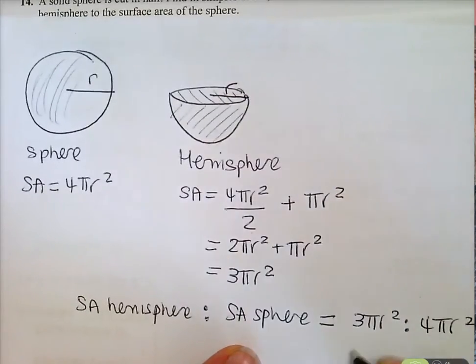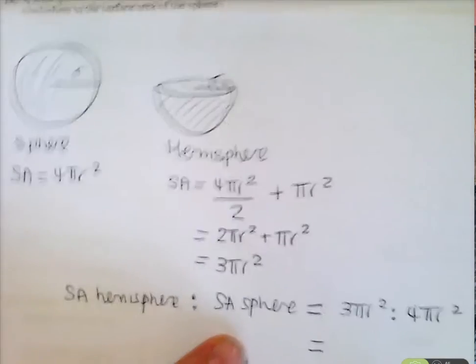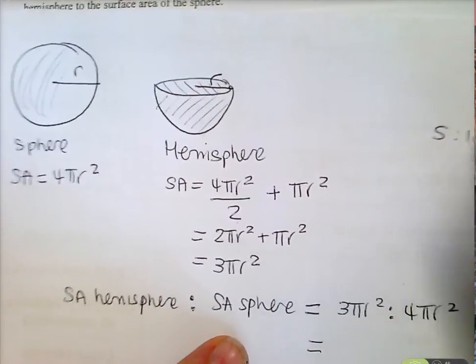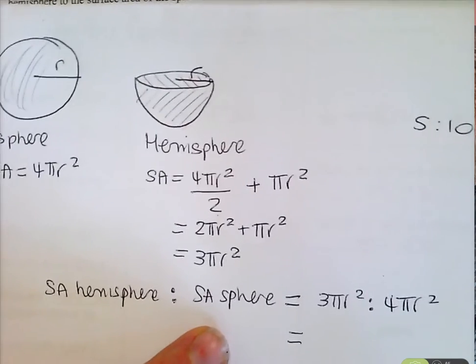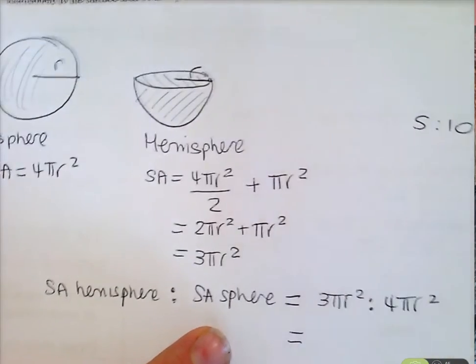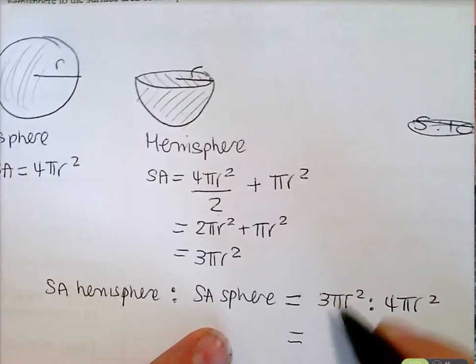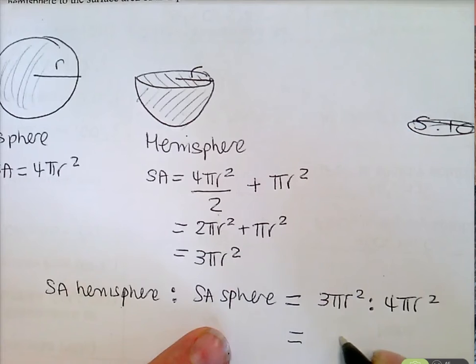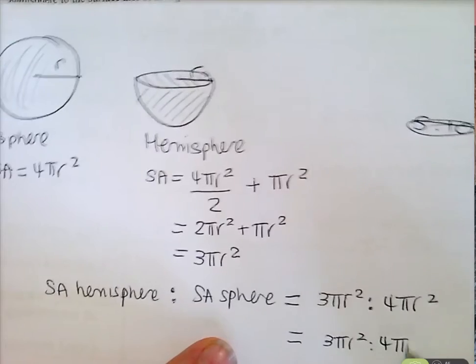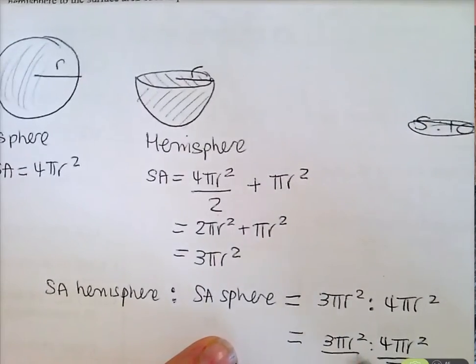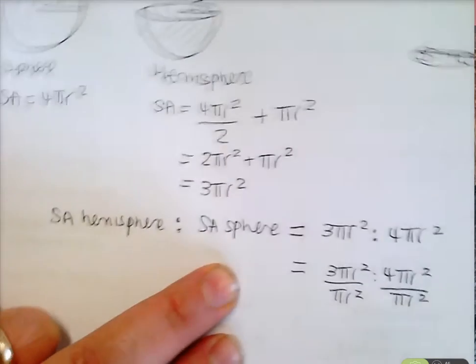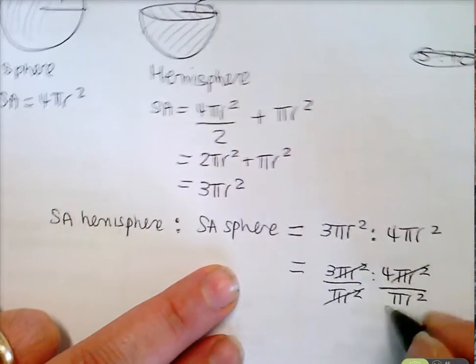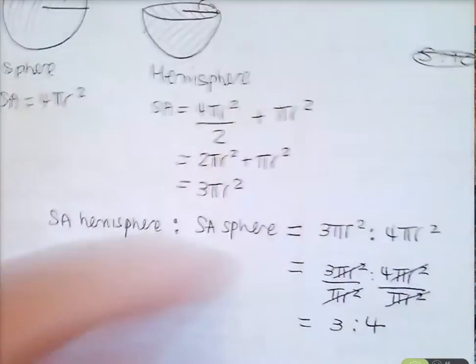4 pi r squared. See, girls, when you simplify ratios, if I want to simplify the ratio 5 to 10, how do I do it? I divide both sides by whatever I can, and I get 1 to 2. What can I divide both sides by here? What's identical on both sides of the colon? I divide both by pi r squared, and I get 3 to 4. Do you see that? So I divide both sides by pi r squared, because there's a pi r squared in both of them. And the pi r squareds cancel, and I get that the ratio is 3 to 4.